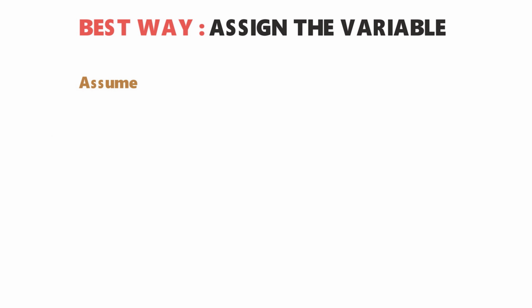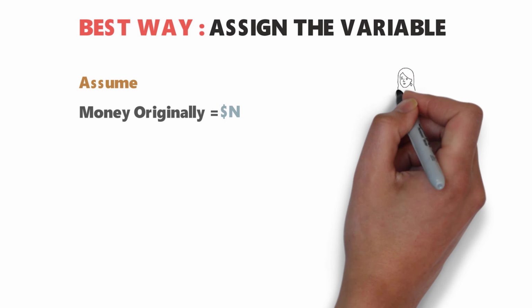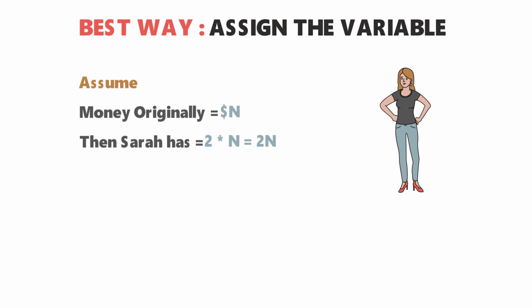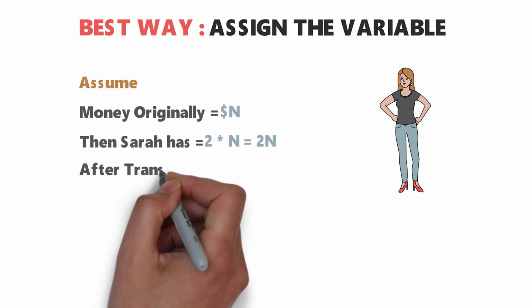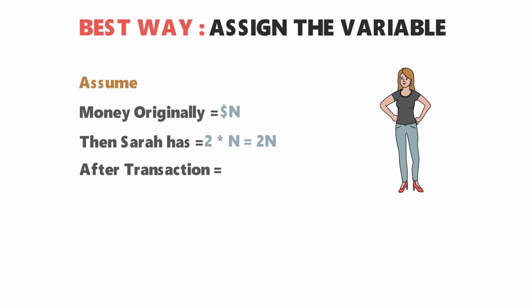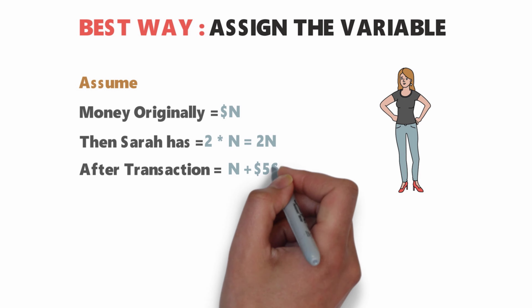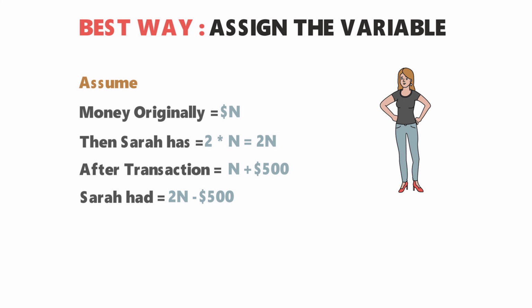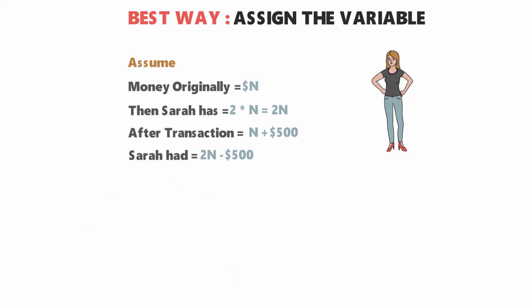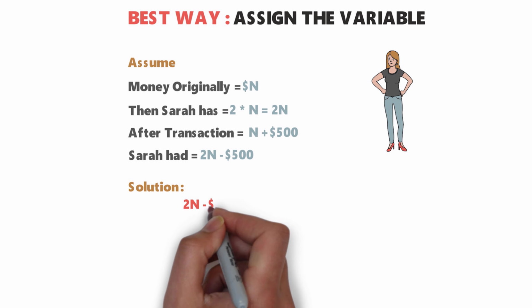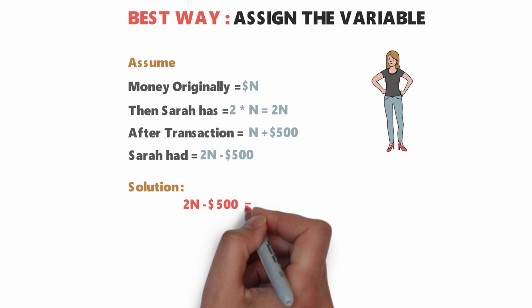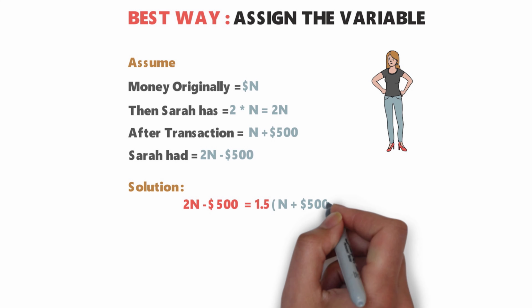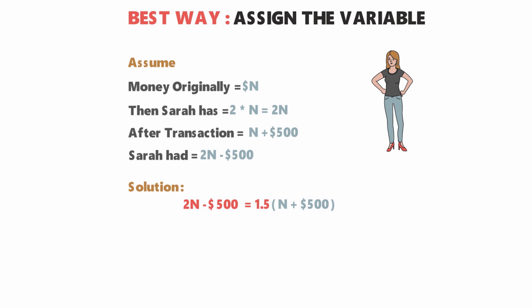If we assume that Nicole had originally N dollars, then Sarah will have twice as much, meaning 2 multiplied by N, or 2N. That means that after the transaction, when Nicole received additional money from Sarah, Nicole had N plus $500 and Sarah had 2N minus $500. Based on this information, we can build an expression. 2N minus $500 equals 1.5 multiplied by (N plus $500).